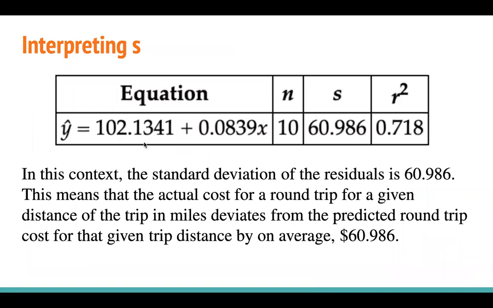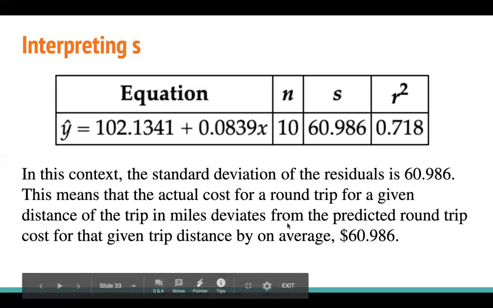Let's interpret s here. So s is 60.986, and this means that the actual cost for a round trip for a given distance of the trip in miles deviates from the predicted on average by $60.99. It's like about $61.